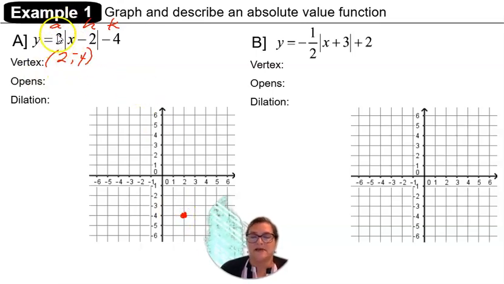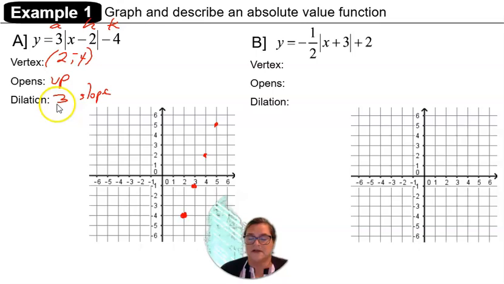Okay, because the A is positive, I know that this V-shaped graph opens up. And the dilation is the absolute value of the A. The absolute value of 3 is 3. And that's going to be the slope that I use going from the vertex. So we're going to go up 1, 2, 3 and to the right 1, up 1, 2, 3 to the right 1, up 1, 2, 3 and to the right 1.